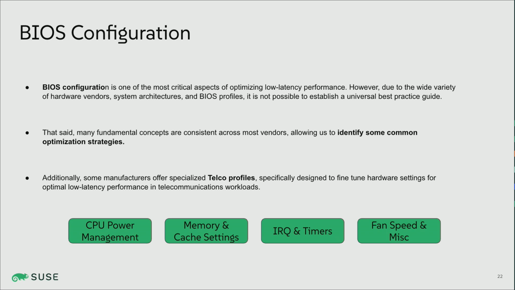Okay, so basically, in the BIOS configuration, we are putting focus on the CPU power management, memory and the cache settings, and the IRQ timers, for sure. There are other parameters which are also important, which are the fan speed and mixed LNU configuration that most of the vendors have inside of the BIOS. Because you are thinking that the fan speed is not important, but at the end of the day, the CPU is running full power, and you need the fan to be at the same level at the same time.